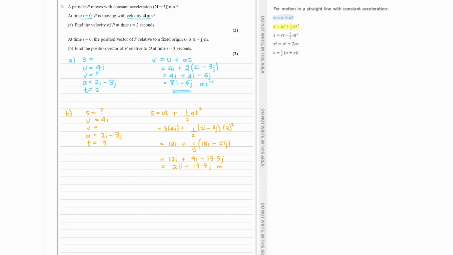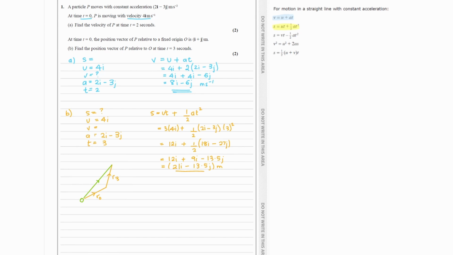So if we draw this as a diagram to understand what we're looking for, we first have the position vector when t is equal to 0, and we can therefore call that r0. We then have the position vector when t is equal to 3, which is what we've just found, so we can call that r3. And because the question says that we need to find the position vector of P relative to O, that means we are looking for the resultant vector beginning from O and ending where the particle is at time t is equal to 3 seconds.